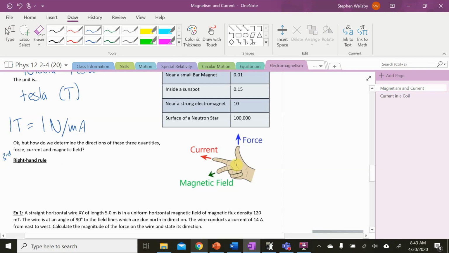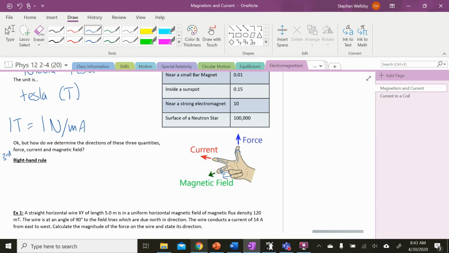If you look at this picture here, your thumb represents the force, your current is represented by your index finger, and your magnetic field is represented by your middle finger. What I personally like to do is take my ring finger and my pinky finger and also aim them the same way. It reminds me that they're field lines, because if you line them all up next to each other, they look like 3 lines. That tells me, oh yeah, these are the field lines for my magnetic field.